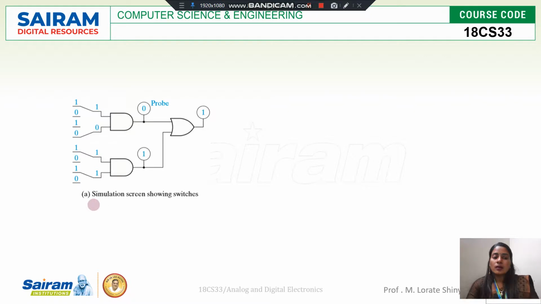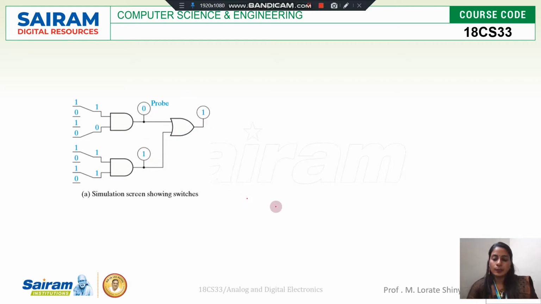This is the simulation screenshot. You can see in the first stage there are two AND gates. In the second stage we have only one OR gate. The first AND gate inputs are 1 and 0, so 1 into 0 gives 0. The second gate inputs are 1 and 1, so the output is 1. Now these two are the inputs for the OR gate. 0 and 1 are the inputs of the OR gate, so 0 plus 1 output is 1.